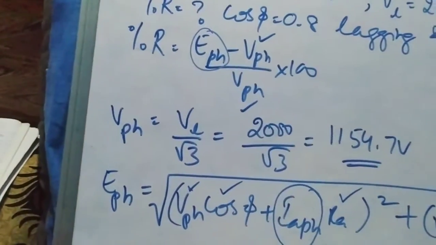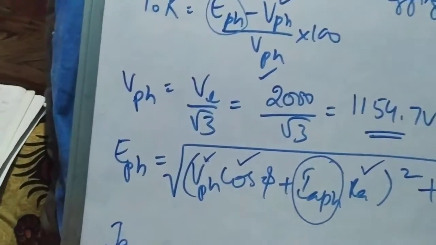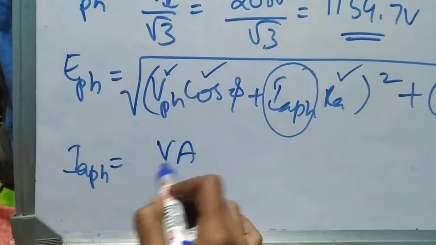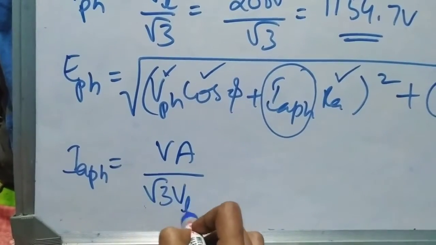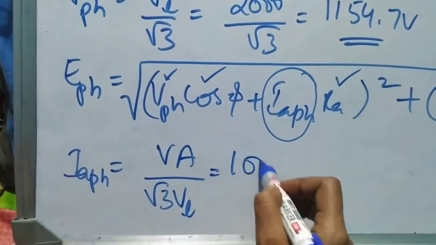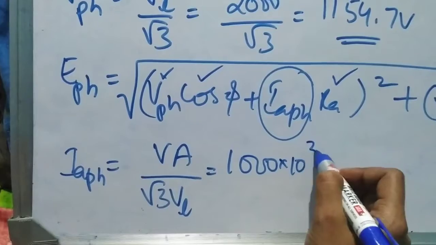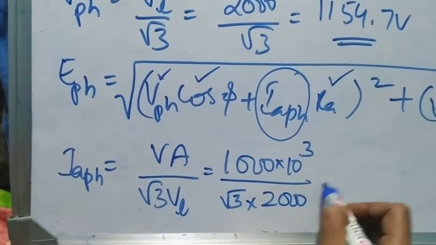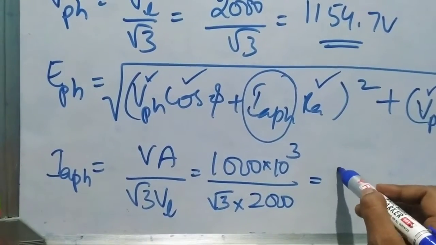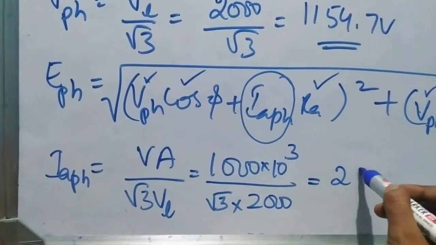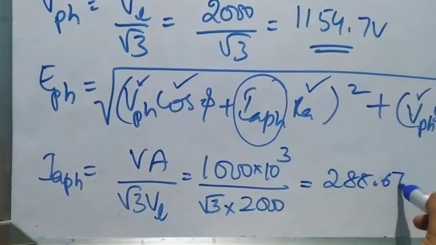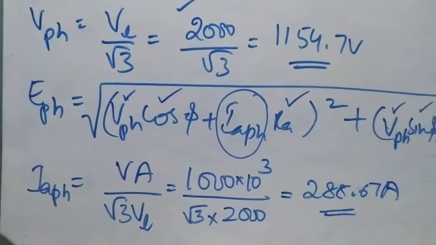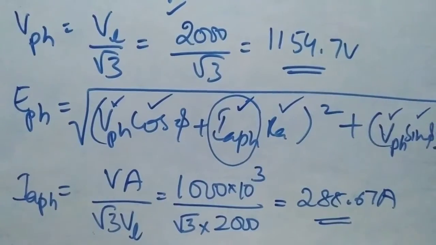Okay. Here the IA phase can be easily solved by using a formula. IA phase is equal to VA rating divided by root 3 into VL. So what is the VA rating? 1000 kVA, that is 1000 into 10 power of 3, divided by root 3 into 2000 volt. The answer leads to 288.67 ampere. So this will be the IA phase. Okay, so that value is now determined.